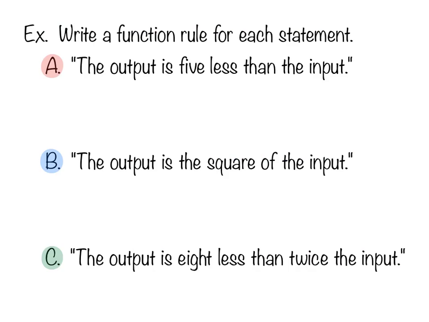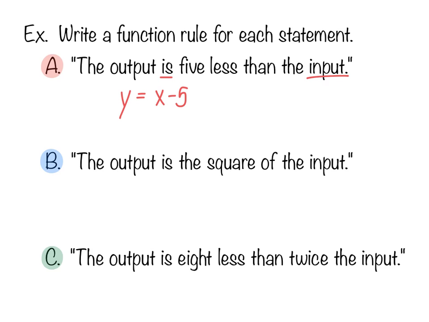So let's write a function rule for each of these statements. Remember, the function rule is just an equation. It says the output is 5 less than the input. Well, remember, the output is another word for the y variable, and we know is means equals, and then it says 5 less than the input. The input would be the x, and 5 less than x would be x minus 5, not 5 minus x. It does matter what order you write it in because it's subtraction. If it says 5 less than the input, then we need to take 5 away from x.